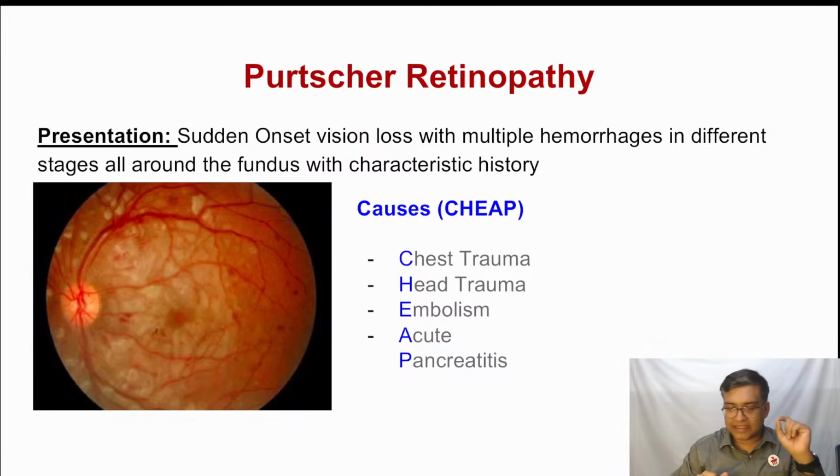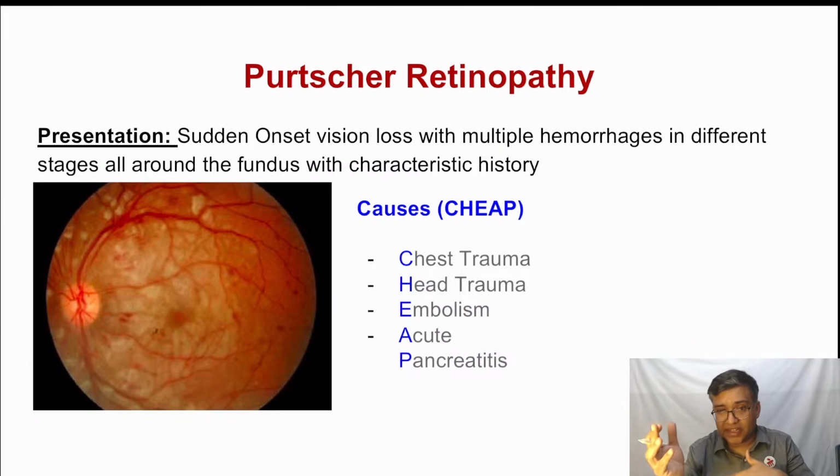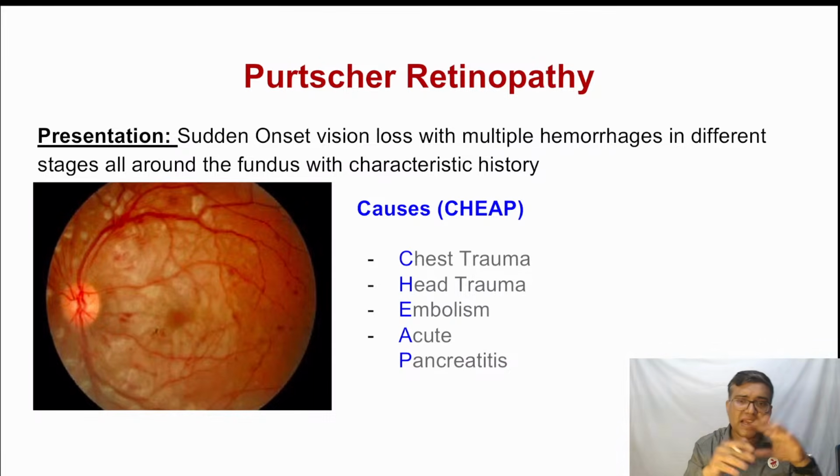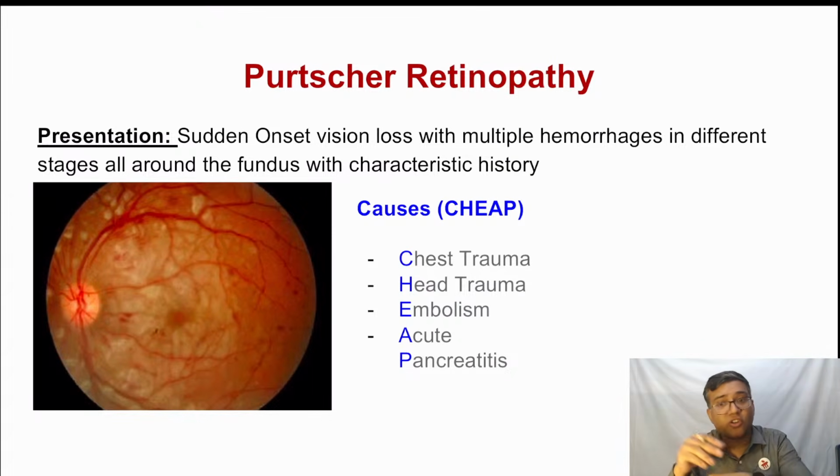Okay, now the next image is the Purtscher retinopathy. Purtscher retinopathy is where you get sudden onset of multiple hemorrhages all around the fundus, like in a patient of central retinal venous occlusion. Here you can also have hemorrhages all around, but usually these hemorrhages are at different stages. Some are brighter, some are more yellowish. And remember the various causes of Purtscher retinopathy with the mnemonic CHEAP: chest trauma, head trauma, embolism or acute pancreatitis. These patients have hemorrhages all around the fundus with loss of vision. So think about Purtscher retinopathy in these cases.